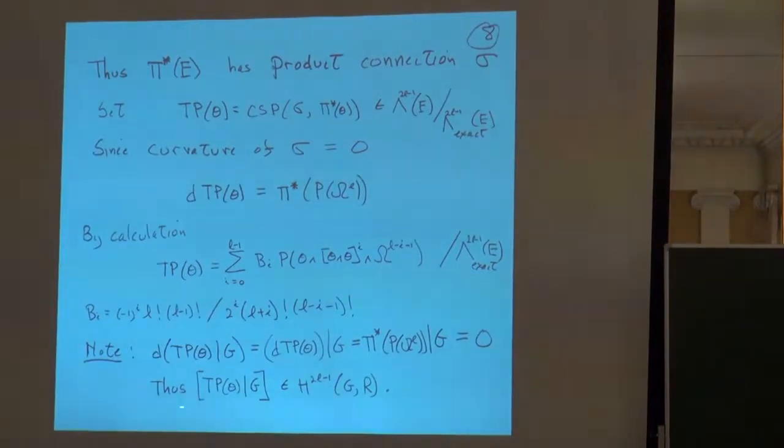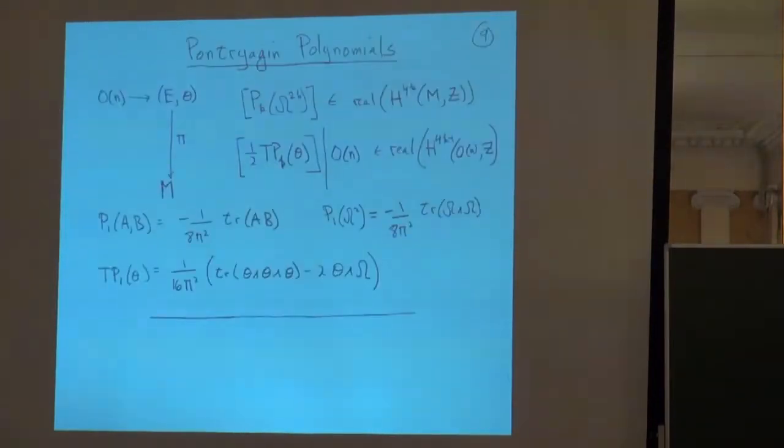We started with cohomology classes in the principal bundle, in the classifying bundle, and we ended up with cohomology classes in the group itself of 1 degree off. These are odd classes. And so here are some examples. There's one, the Pontryagin polynomials.